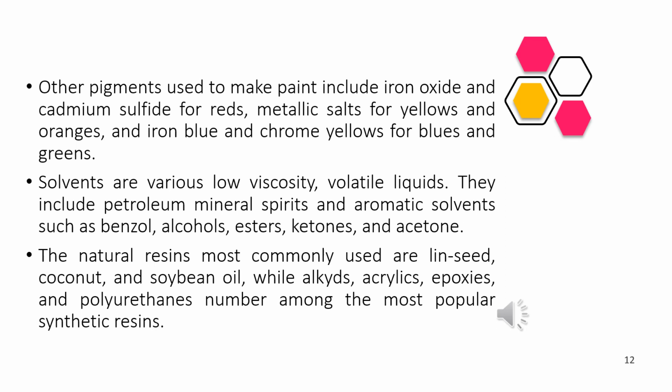Other pigments used to make paint include iron oxide and cadmium sulfide for red, metallic salts for yellows and oranges, and iron blue and chrome yellows for blues and greens. So there are other pigments that are used for the making of paints. For red, iron oxide and cadmium sulfide is used. For yellows and oranges, metallic salts are used. For blues and greens, chrome yellows are used.